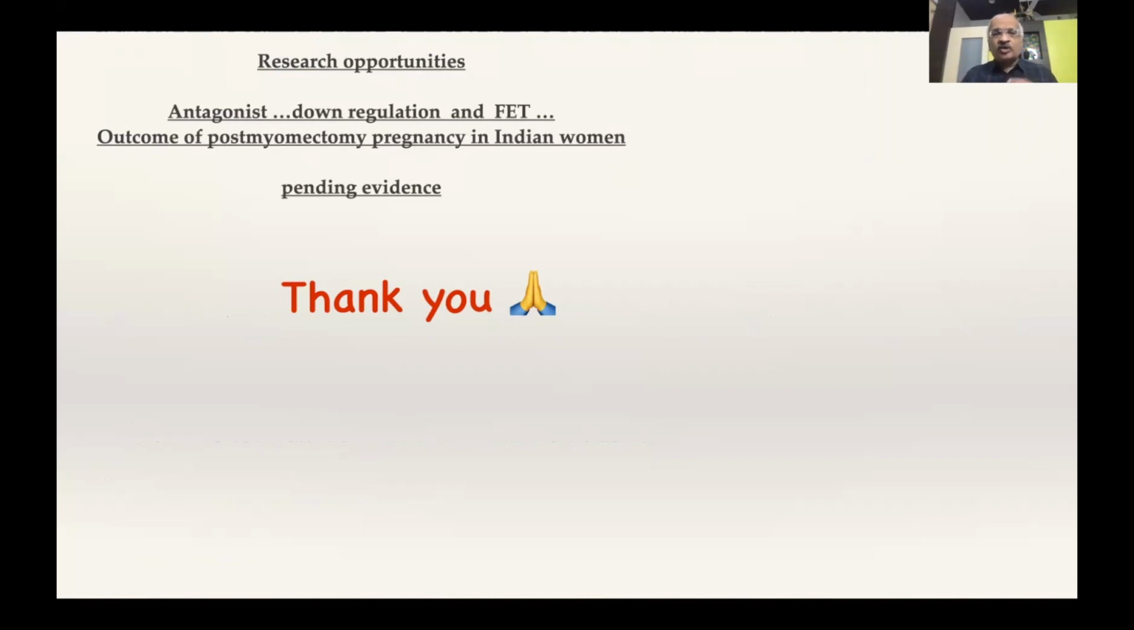I really don't know the practices. Everybody would have a different practice. But I think it's time to come together and at least start reporting our data in an Excel sheet, put it together and give it to some research person to analyze. That's one good research opportunity in India. And again, as I told earlier, the outcome of post-myomectomy pregnancy in Indian women. We do so many myomectomies all over India, so many endoscopic surgeons, and these are two pending evidences for us.